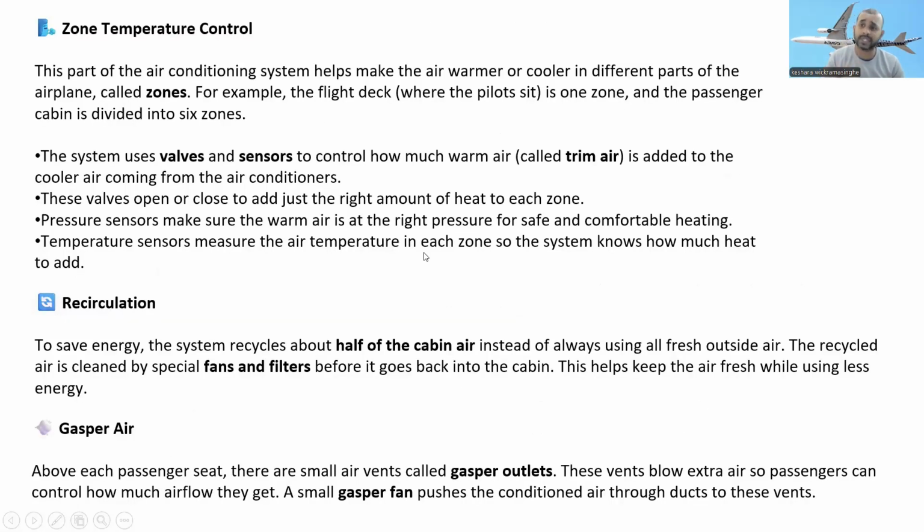Now, the zone temperature control. This part of the air conditioning system helps make the air warmer and cooler in different parts of the airplane, called zones. For example, the flight deck where the pilots sit is one zone and the passenger cabin is divided into 6 zones. All right. So the system uses valves and sensors to control how much warm trim air is added to the cooler air coming from the air conditioners. These valves open or close to adjust the right amount of heat to each zone.